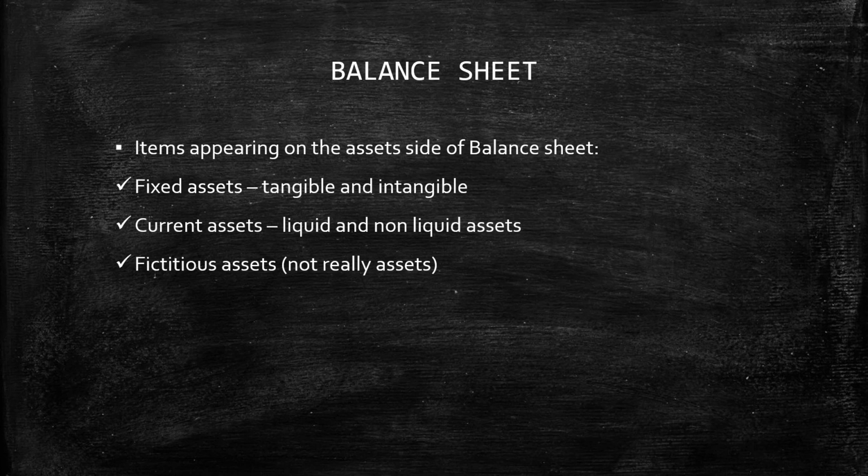So what are the items which will appear on the asset side of the balance sheet? The first one is fixed assets. It includes both tangible and intangible. Tangible assets are those which can be seen, which can be touched.